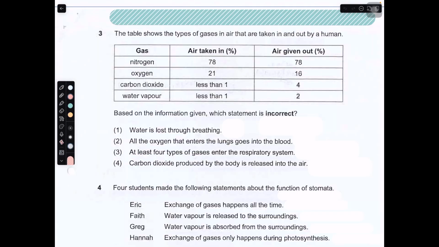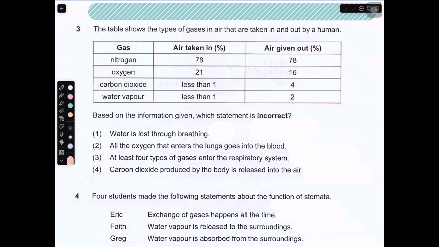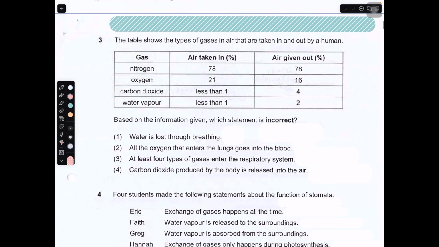The table shows the type of gas in the air that are taken in and out by humans. So these are the 4 gases that you probably need to know: nitrogen, oxygen, carbon dioxide, and water vapor. And these are actual data that have been given to you. So based on this information in the table, which one of them is incorrect? Which of the statements is actually wrong? Water is lost through breathing. This is correct because what is taken in is 1, what is given out is actually more. So the evidence over here supports this statement. So this is a correct statement.